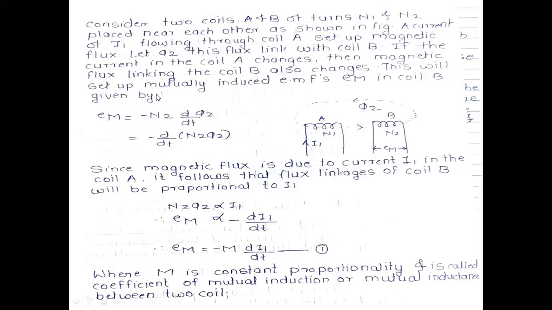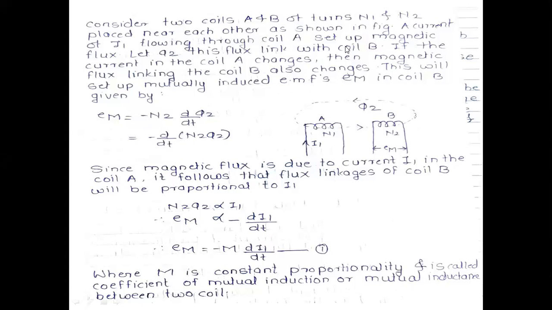A current of I1 flowing through coil A sets up magnetic flux phi 2. Magnetic flux phi 2, full stop.